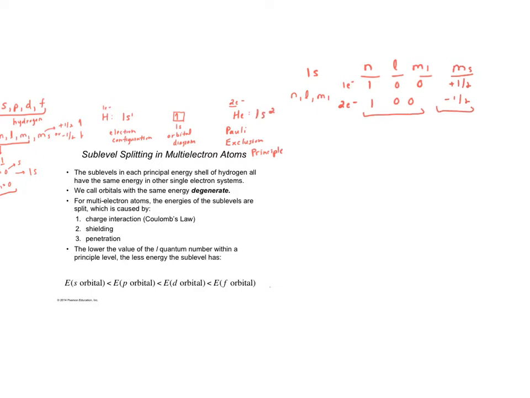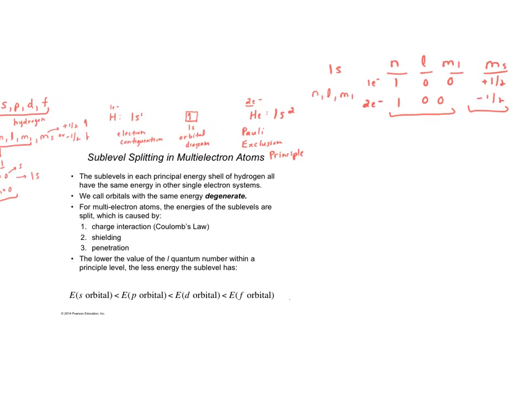Okay, and when I'm writing this and I'm denoting this, I'm noting that this is the orbital that they're going in, and this is the number of electrons. Okay, so hydrogen, helium. This again is the electron configuration. So this is the e- configuration.